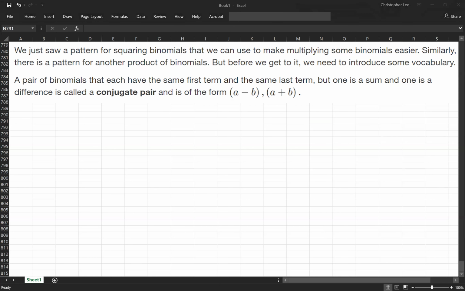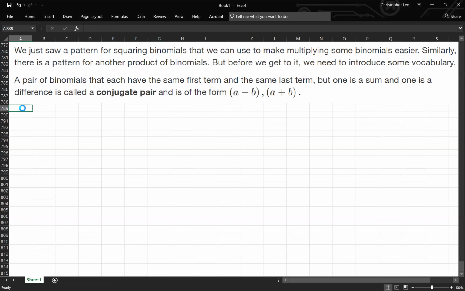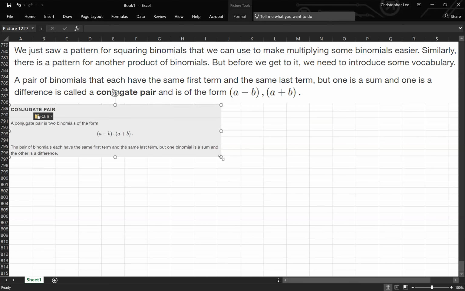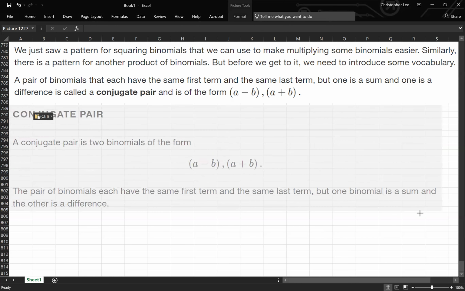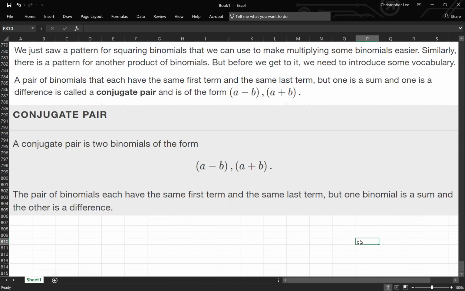So let me just define that real quick. Conjugate pair, right? So a conjugate pair is two binomials of the form A minus B and A plus B. The pair of binomials each have the same first term and the same last term, but one binomial is a sum and the other is a difference.